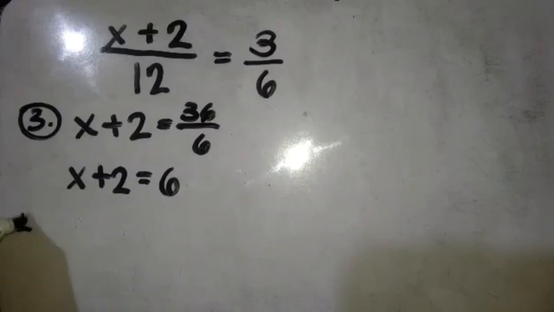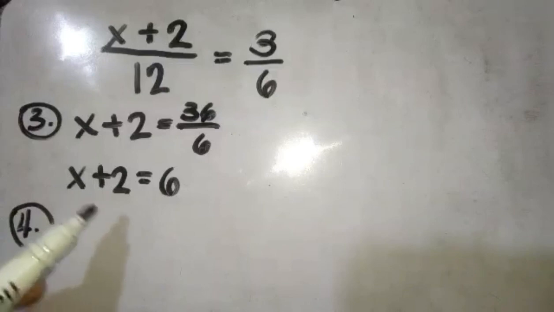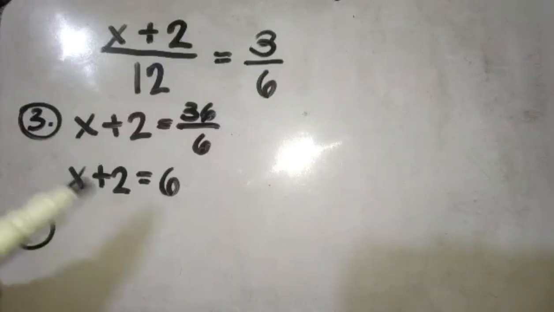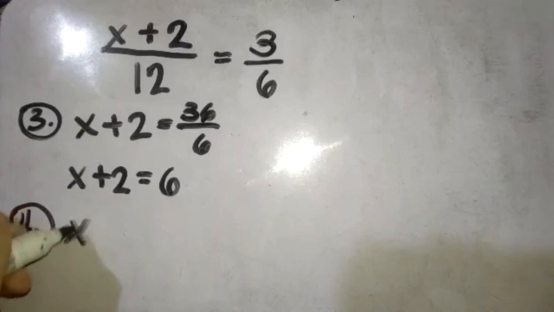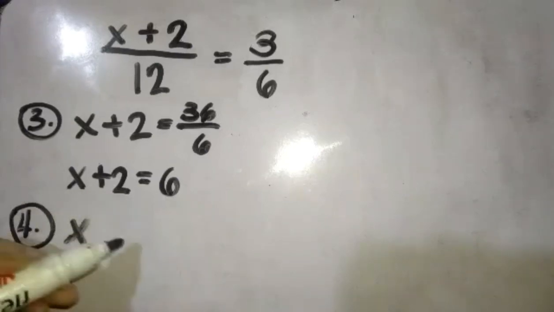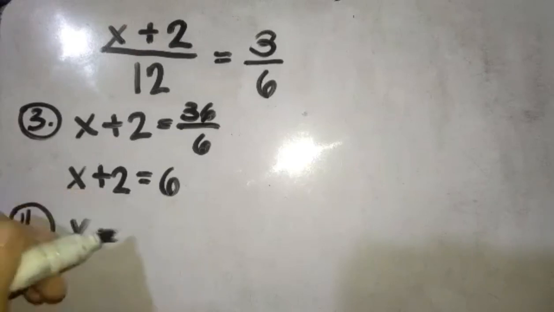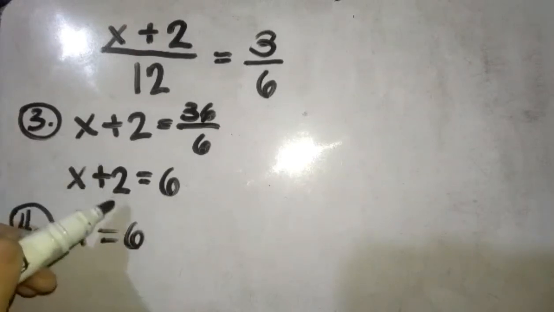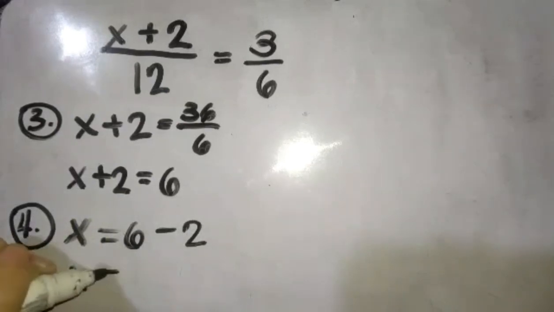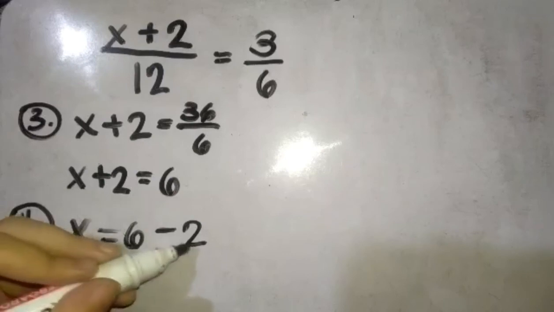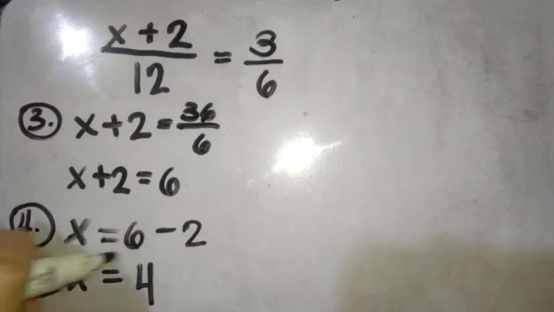And fourth, we will use the solving in linear equation. So we have x here is equal to 6, since positive 2 will become negative 2. x is equal to 6 minus 2, 4. And that's the final answer.